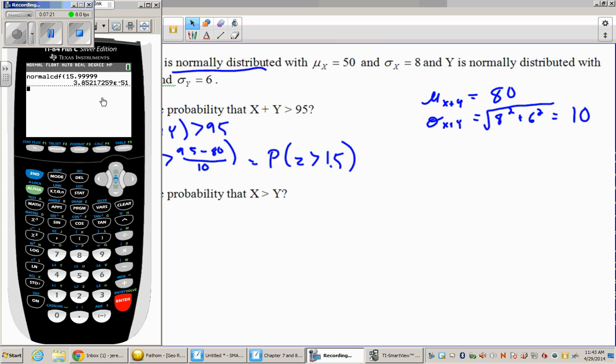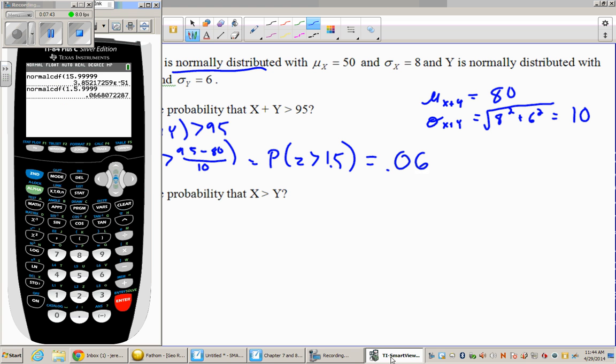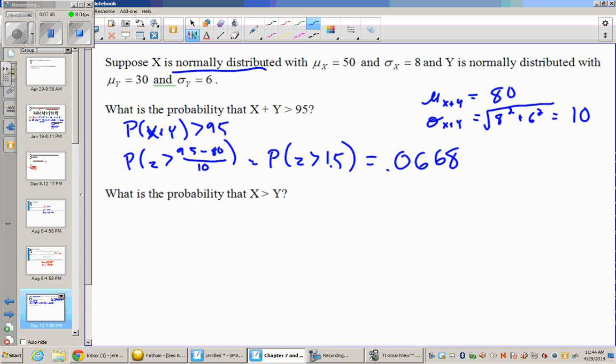Now this doesn't look like a good answer, so hopefully you noticed what I did wrong. I wanted to put in 1.5, but I put in 15. So if I put in 1.5, hopefully this is a little bit more reasonable answer: 0.0668. So about 6-7% of the time, x plus y will be above 95 in value.